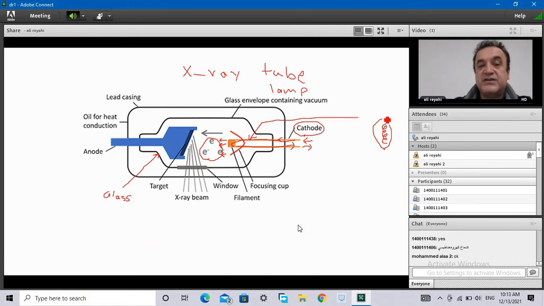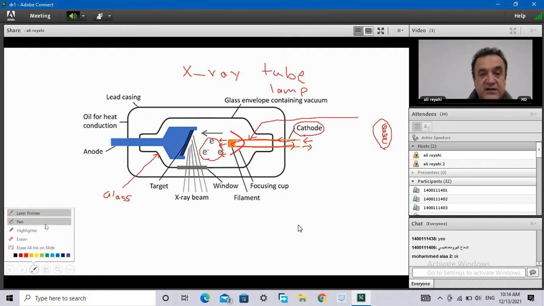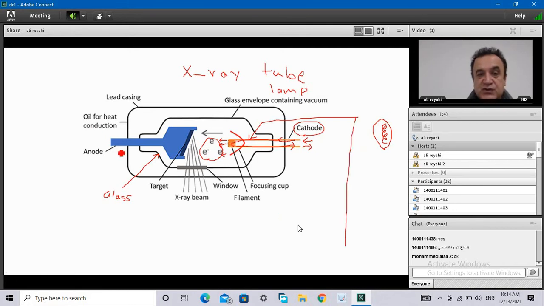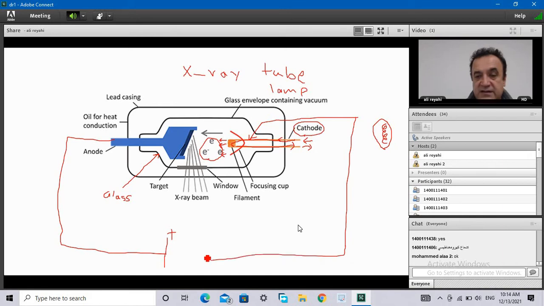This part of the X-ray tube is the cathode. Why is it the cathode? Because it is connected to the negative voltage. So we have a closed circuit. One side is connected to positive voltage and the other side is connected to negative voltage.